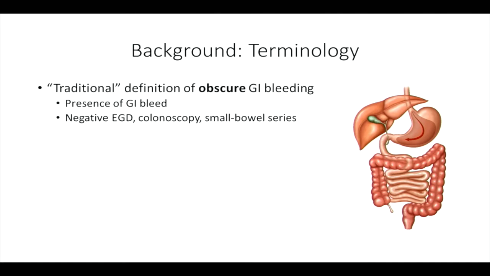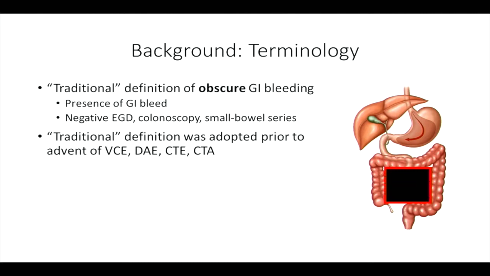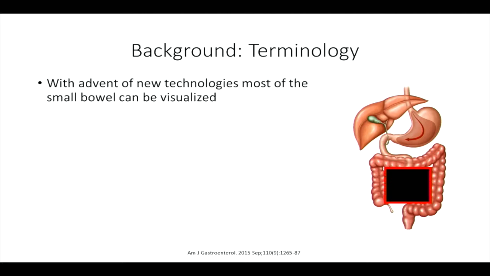So the first thing we should do is define terminology. And the traditional definition of obscure GI bleeding is the presence of bleeding in the GI tract with a negative EGD, colonoscopy, and a small bowel series. And so that sort of left the small bowel as this big bloody black box that we didn't really have access to. But this traditional definition was really adopted prior to the advent of some of the new technologies that we now have for assessing the small bowel. So with the advent of these new technologies, most of the small bowel can actually be visualized.